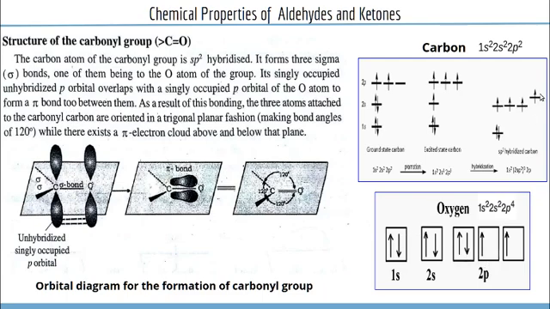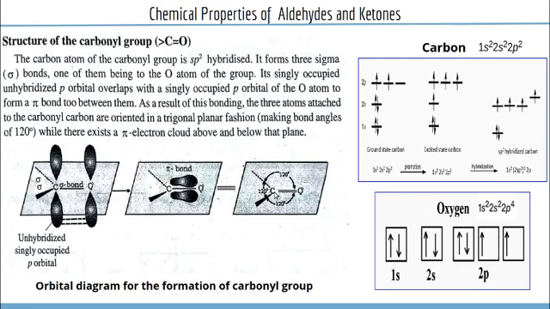So this singly occupied unhybridized p orbital overlaps with a singly occupied p orbital of the oxygen atom, forming a pi bond. This is the sigma bond and again it forms a pi bond. This is the pi electron cloud. As a result of this bonding, the three atoms attached to the carbonyl carbon are oriented in a trigonal planar fashion. That means the three substituents attached to the carbonyl carbon will be oriented in a trigonal planar fashion.